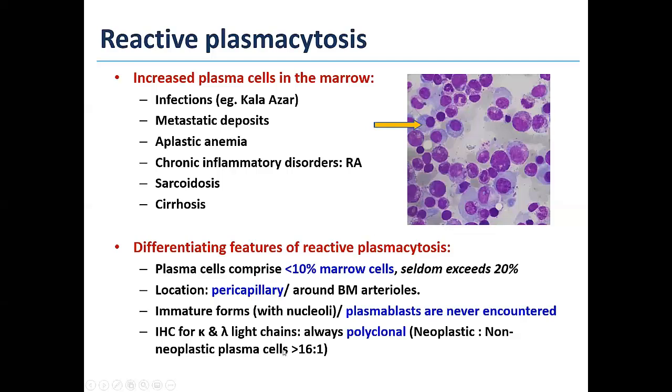So what happens in them? Usually the plasma cells are pericapillary on bone marrow biopsy. Plasma blasts are not encountered. Immature plasma cells are not encountered because they're not malignant. And then whenever you do kappa lambda, both are positive. So polyclonal is the plasmacytosis.